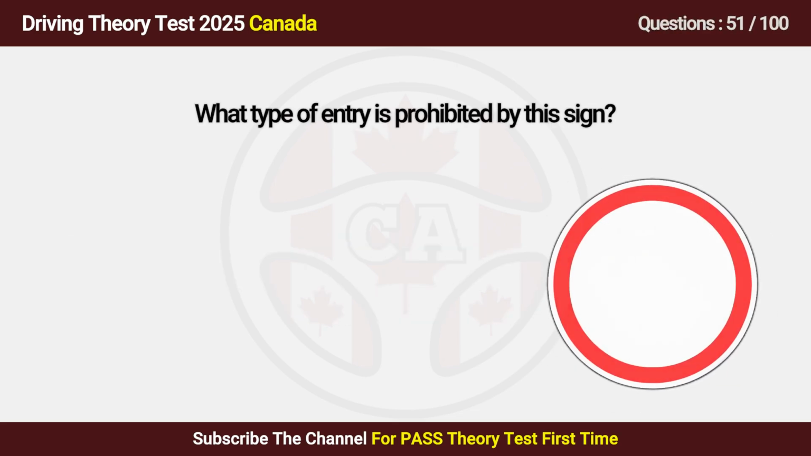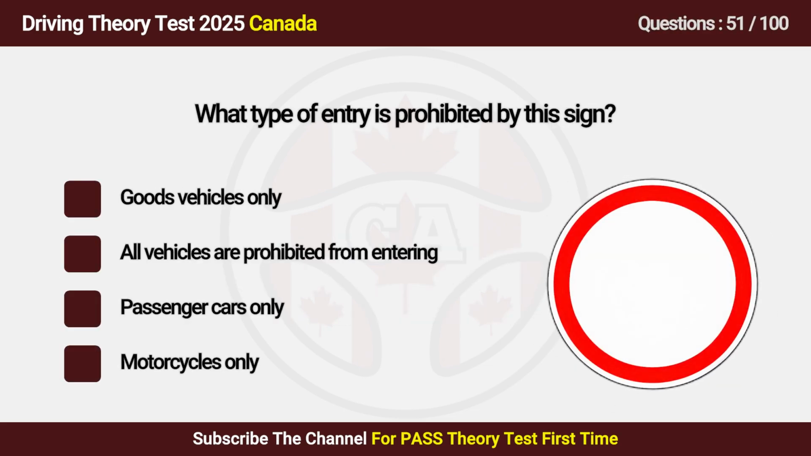Question 51. What type of entry is prohibited by this sign? A. Goods vehicles only. B. All vehicles are prohibited from entering. C. Passenger cars only. D. Motorcycles only.